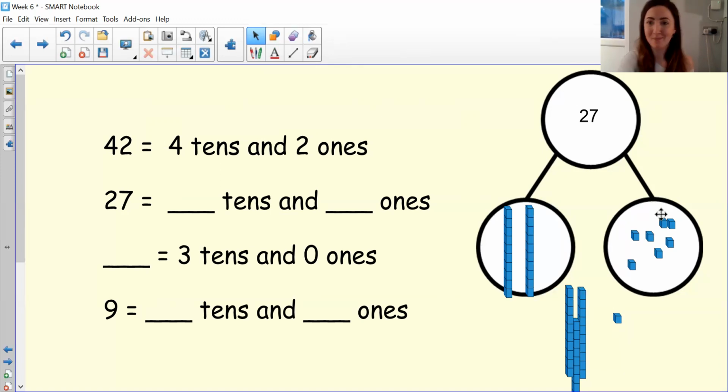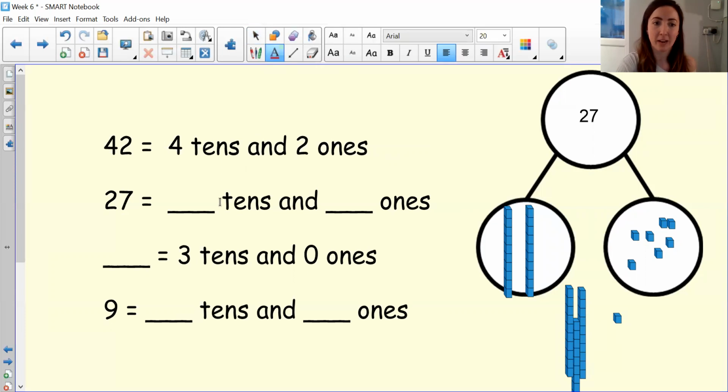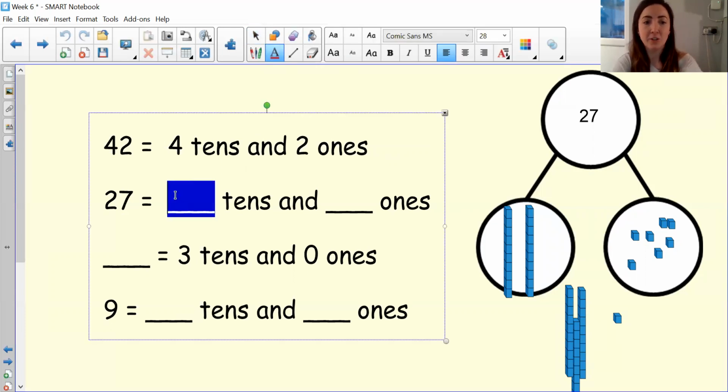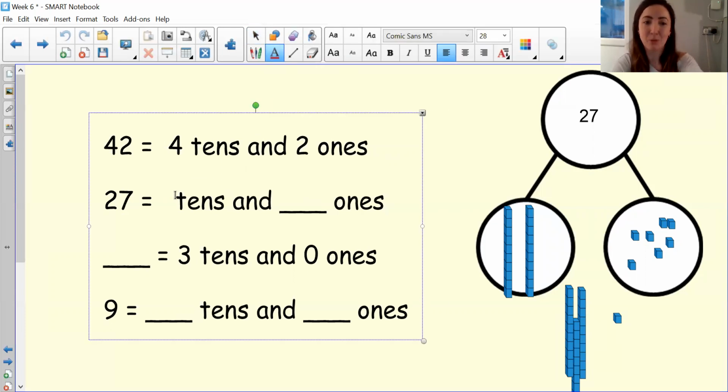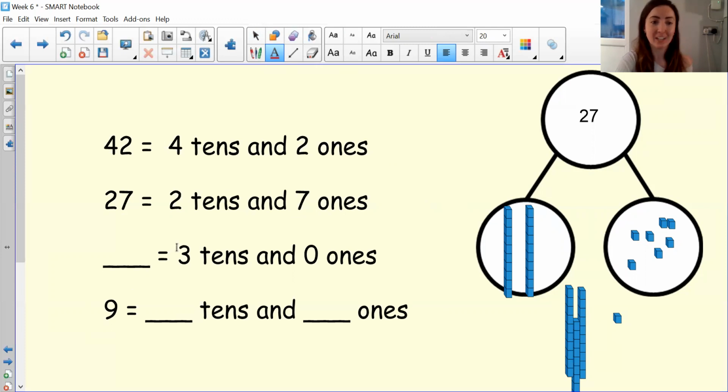Did you manage to get that? Amazing. So let's write it here as well. 27 is equal to 2 tens and 7 ones. Right, the next two, let's have a go at on your own.